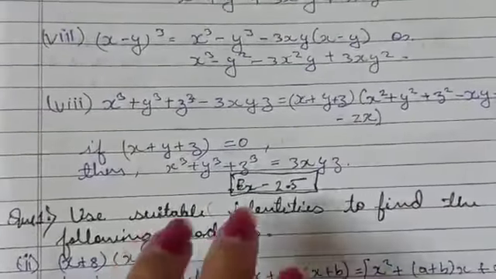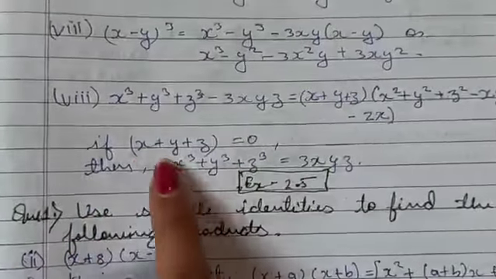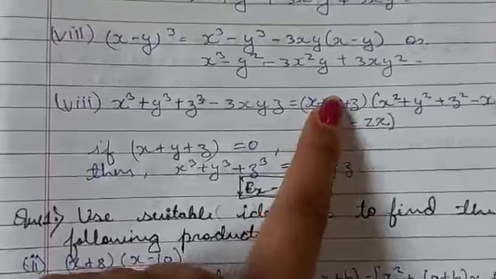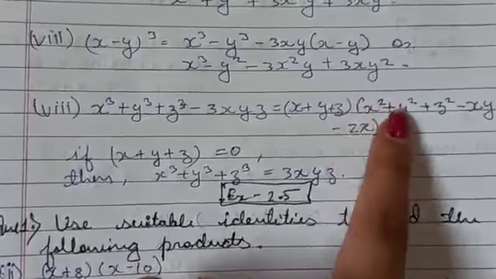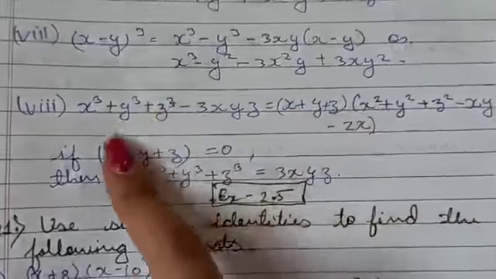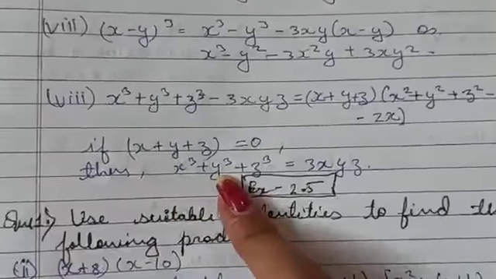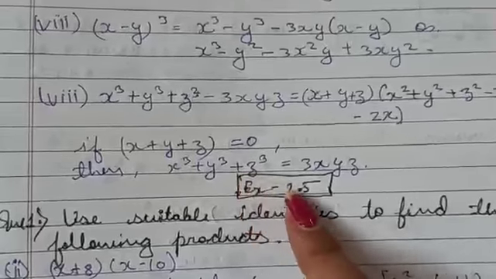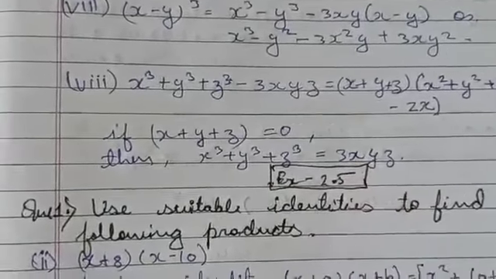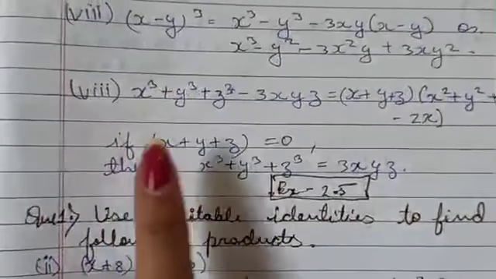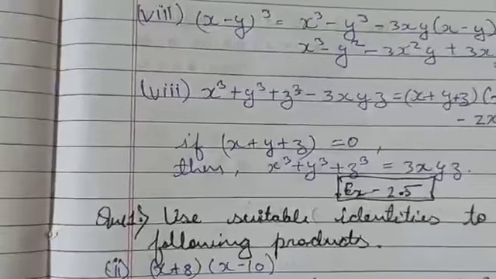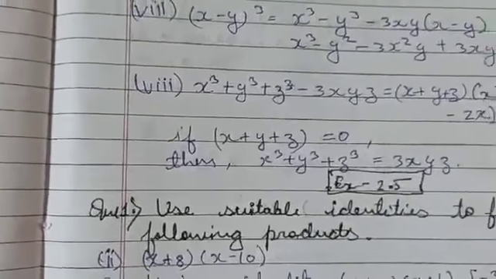Okay, and if the value of x plus y plus z is 0, then this whole RHS will become 0, because 0 multiplied by whatever is in the bracket is 0. So you can get the value of x cube plus y cube plus z cube equals 3xyz. Okay, this identity we will use in question number 13 and 14, I think, of exercise 2.5.